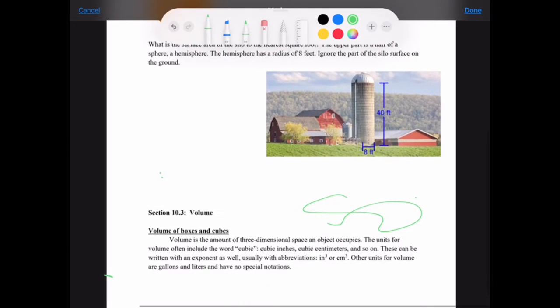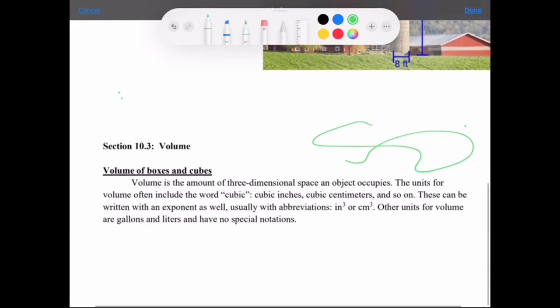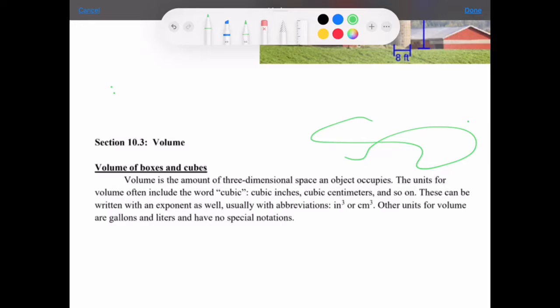Okay, so today we're going to be moving on to 10.3, which is volume. So volume is the space inside an object, pretty much. The space that it takes up, not just the surface, but the space inside, okay? So the volume is the amount of three-dimensional space an object occupies. The units for volume often include the word cubic, cubic inches, cubic centimeters, and so on. So these can be written with an exponent, so inches cubed, centimeters cubed, feet cubed.